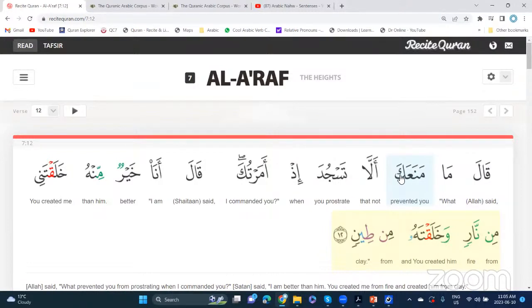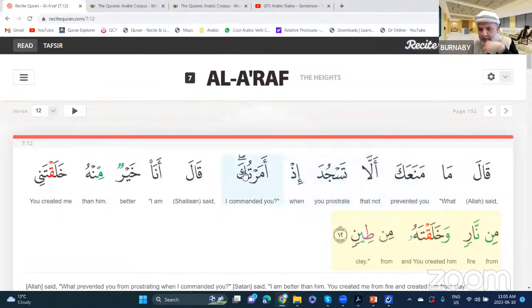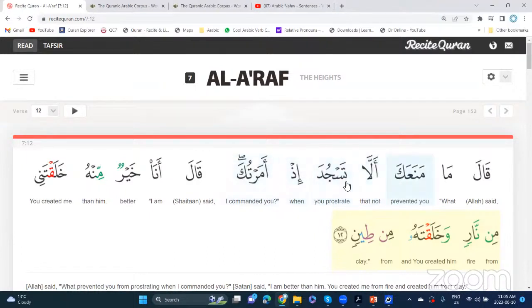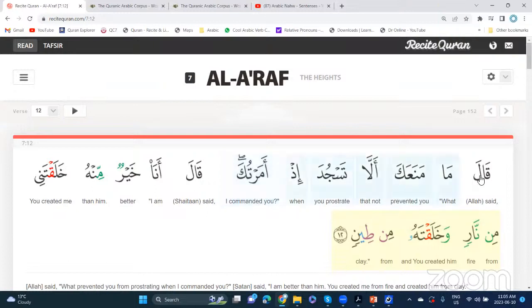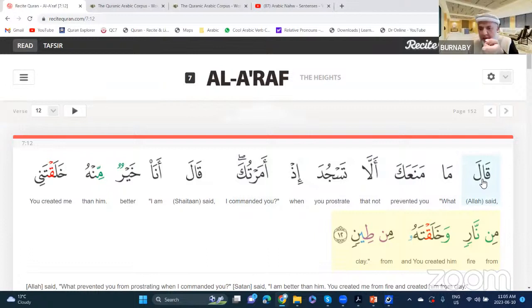Yes. The ka here is the attached pronoun. Is amartuka. Amartuka. Is this ka and this ka the same? Yes. Amartuka means I commanded who? You. Allah subhanahu wa ta'ala is having a dialogue with shaitan. He's saying, qala. Qala who? Allah said, ma mana'aka, what prevented you, alla tasjuda, that you not prostrate, idh amartuka, when I commanded you. So what happened to you? What stopped you from making the sajda when I ordered you?